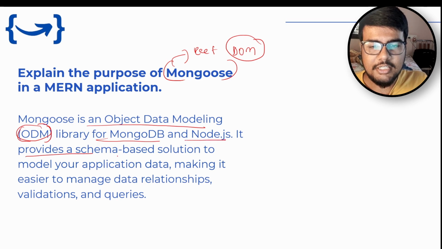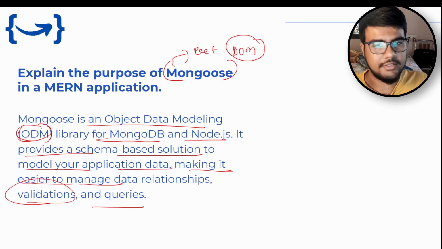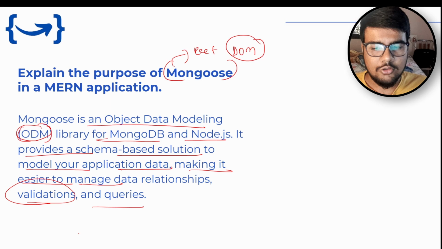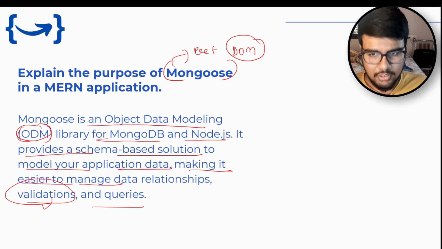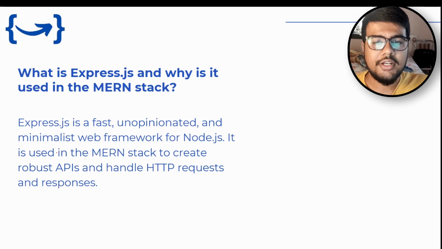It provides a schema-based solution to model your application data, making it easier to manage data, relationship, validation and queries. Simple explanation. Each and every line I have used some keywords that you need to speak. So the line that I have made, make a circle over the word, that word should be used in your explanation thoroughly. Great. What is Express.js and why it is used in MERN Stack?